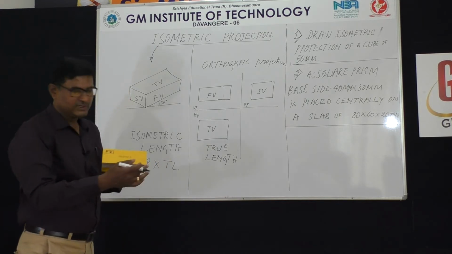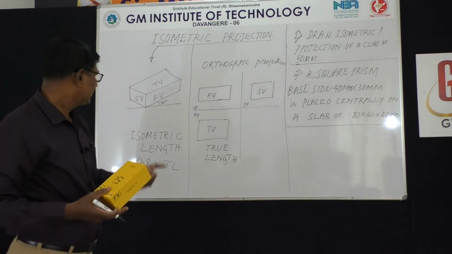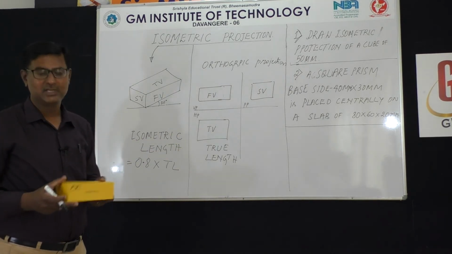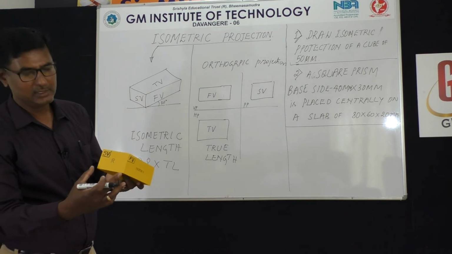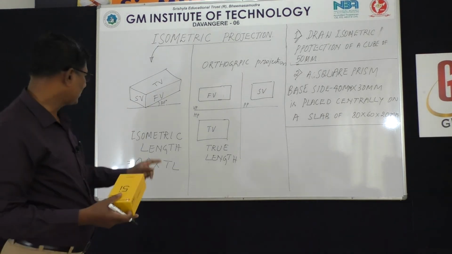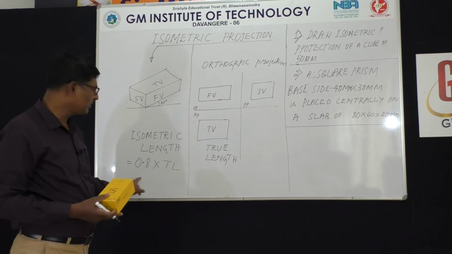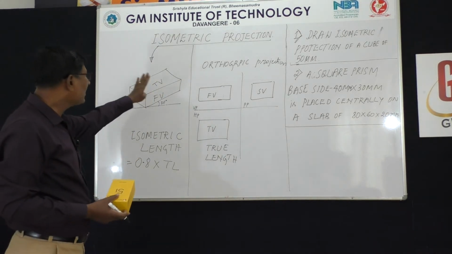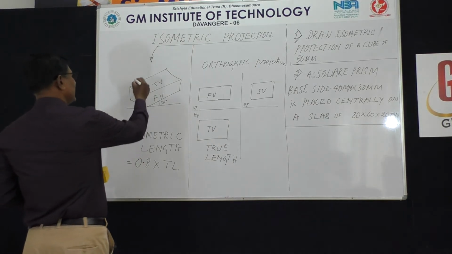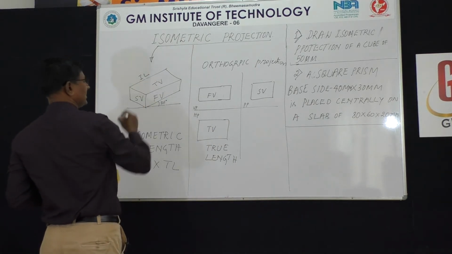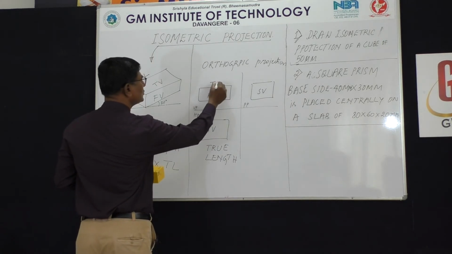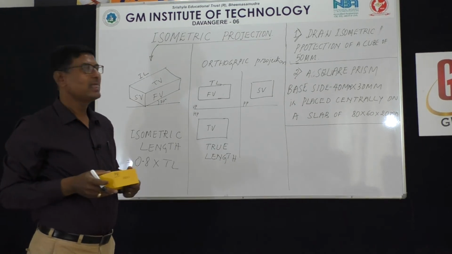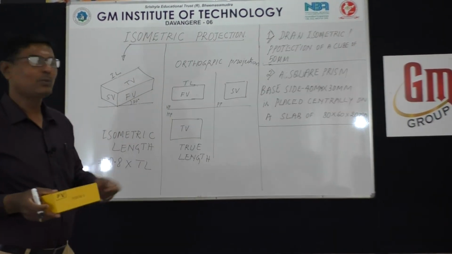That means if this measures 10 centimeter, the isometric length is 0.8 of 10 centimeter, which means 8 centimeter. If this is, say for example, 5 centimeter, the isometric length is 0.8 into 5 centimeter, which becomes 4 centimeter, I mean 40 millimeter. So none of the lines here are in true length, they are all in isometric length. These are in true length, whereas all these lines are in isometric length. So hope you understood what is the advantage of it.